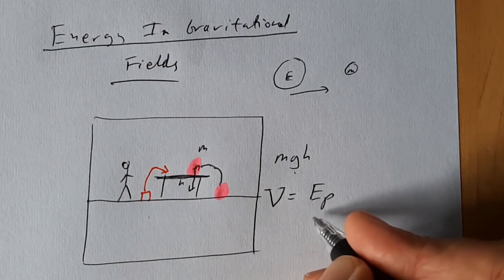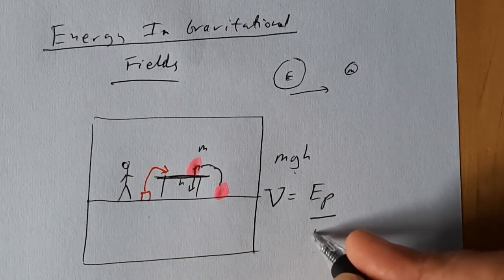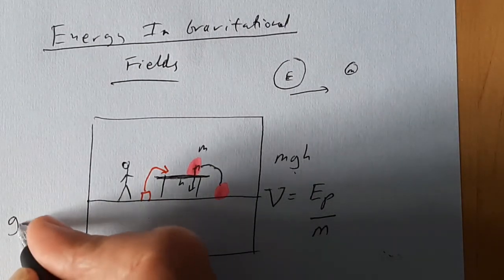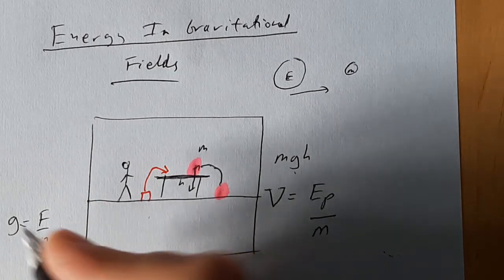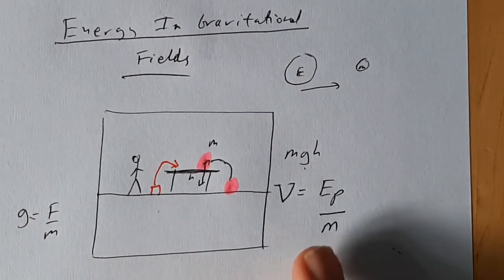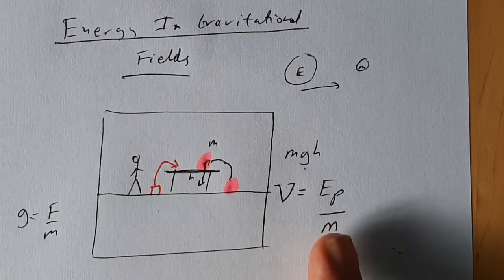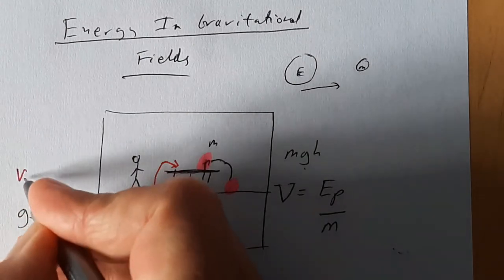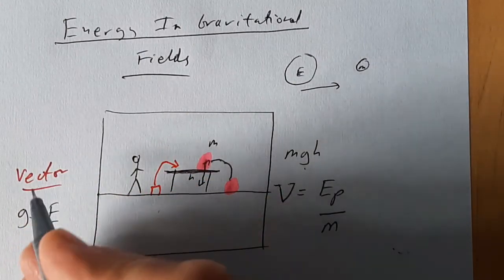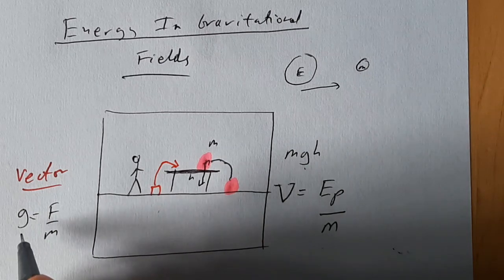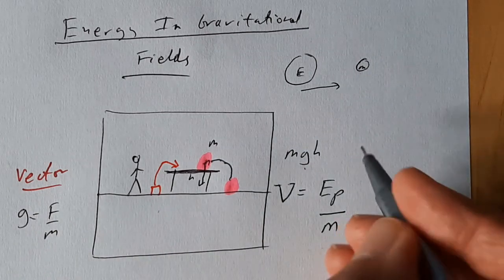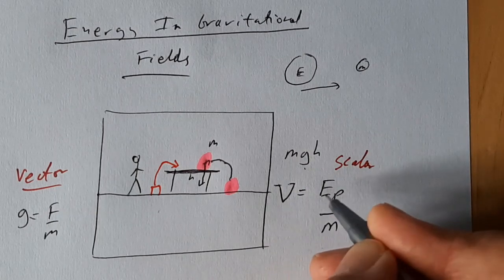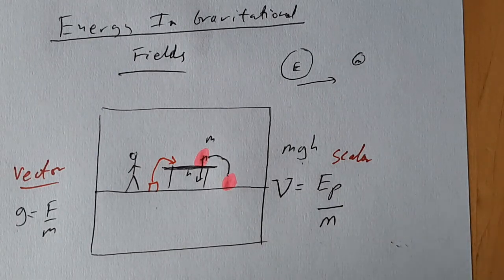Potential is the amount of energy per kilogram. So let's remind ourselves, we had field strength, which was the amount of force per kilogram. Now we've got potential, which is the amount of energy per kilogram. Perhaps I should say that field strength is a vector quantity, because force is a vector, it has magnitude and direction. This is a scalar, it only has magnitude. So potential energy is a scalar and potential is a scalar.